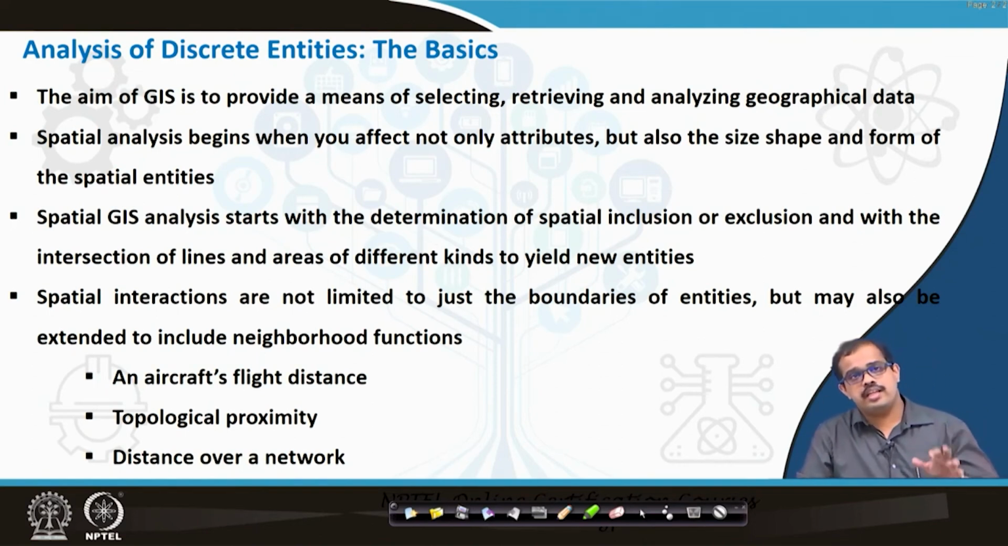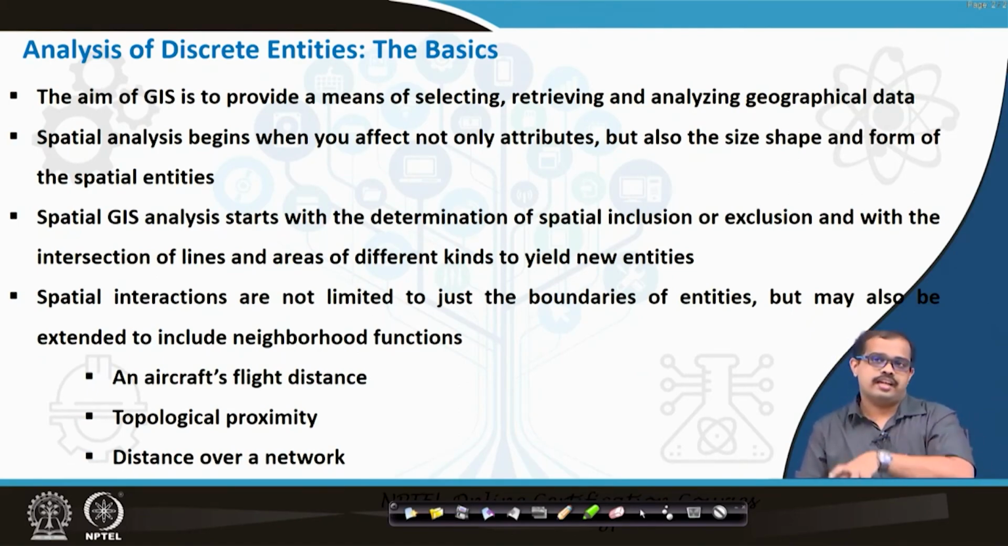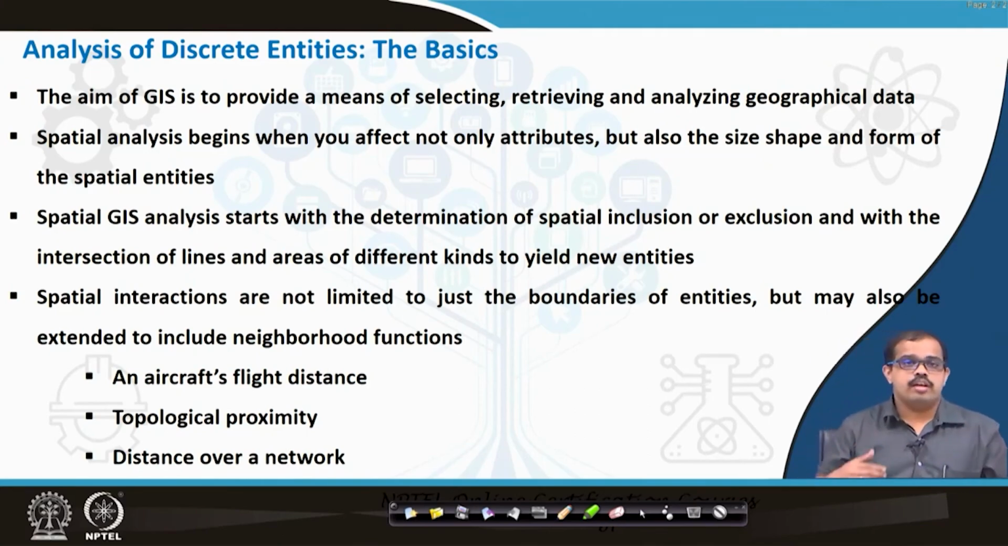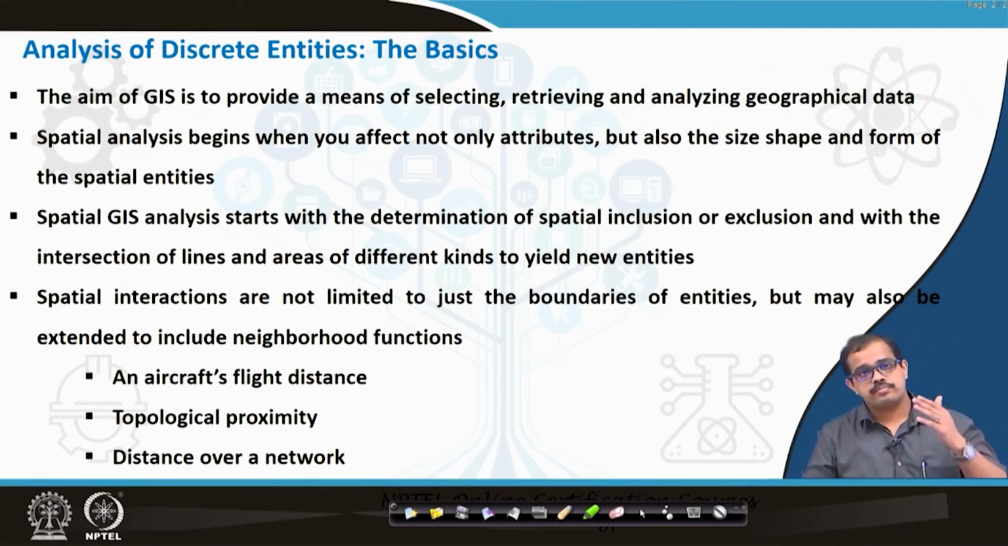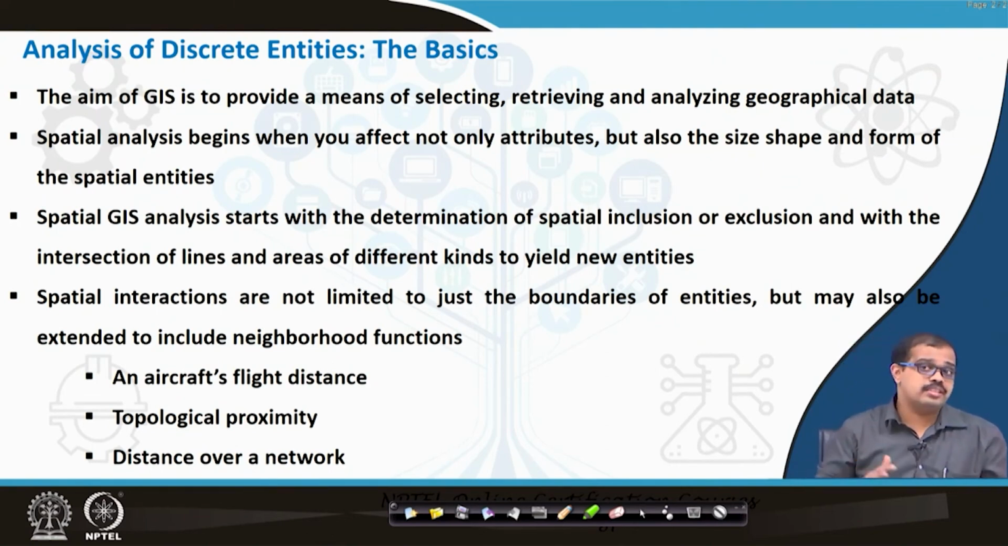GIS starts with determination of spatial inclusion or exclusion. I was speaking in the previous class only about inclusion. Now, it is also inclusion and exclusion. You can look at both of these. Interactions are not limited to just the boundaries of the entities, but can also be extended to include neighborhood functions. For example, aircraft distance, then topological proximity, it can be distance over the network. So, all of these can be analysis of a discrete entity.